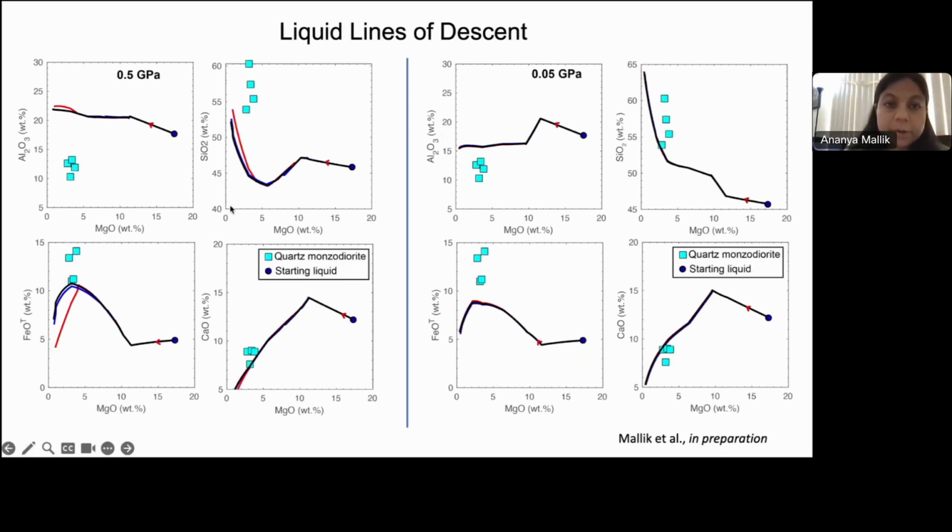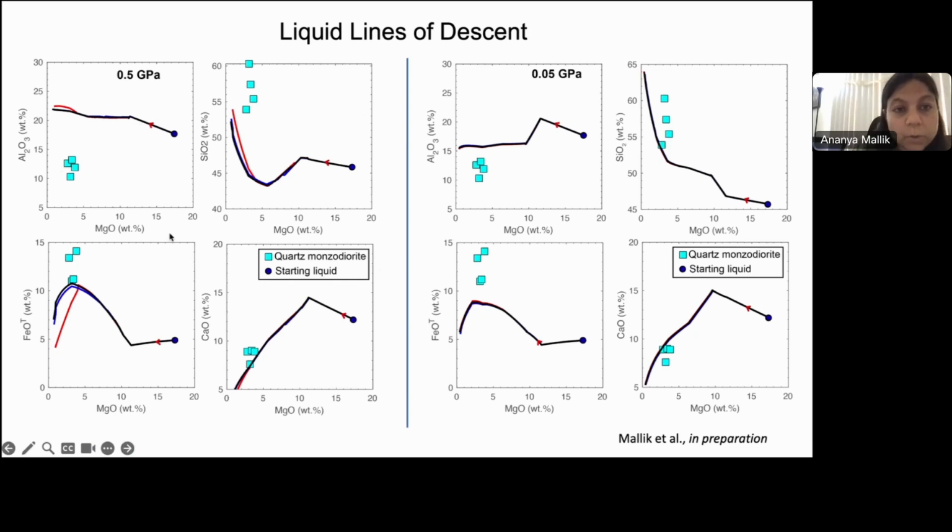The next set of figures here show how the liquid composition evolves as we fractionally crystallize a primary liquid represented by this blue circle here. As you follow the arrow, that's how the liquid evolves as you fractionally crystallize. Again, these are oxide-oxide plots with MgO versus aluminum oxide, silicon dioxide, iron oxide, and calcium oxide. The panel to the left, again, is the higher pressure end member, whereas the panel to the right is the lower pressure end member at 0.05 GPa. And these blue squares represent the quartz monzodiorite compositions that we have available.